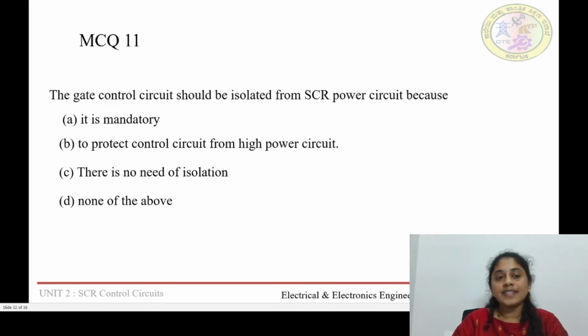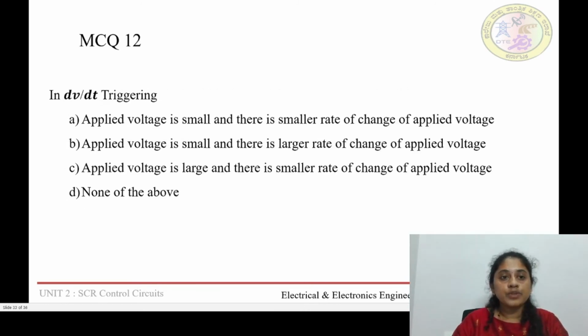You have already guessed it, right? The answer is B, to protect control circuit from high power circuit. Let's move on to the next question. The next question is in dV by dt triggering.